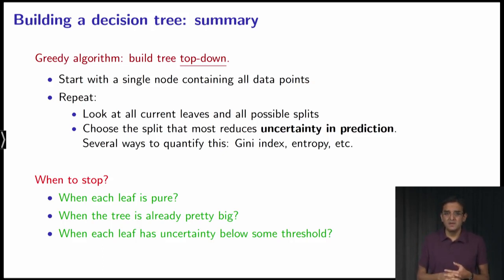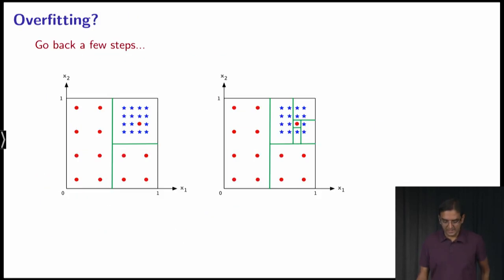Which of these should we do? Well, they're actually all perfectly reasonable stopping criteria. The one we used in our example was this one. We kept going until each leaf was pure, and that's okay, but if we do that, there is a serious danger of overfitting. And so let me just talk a little bit about that.